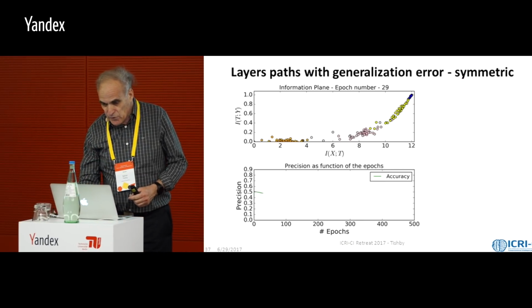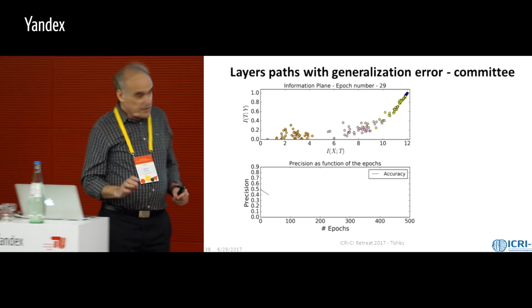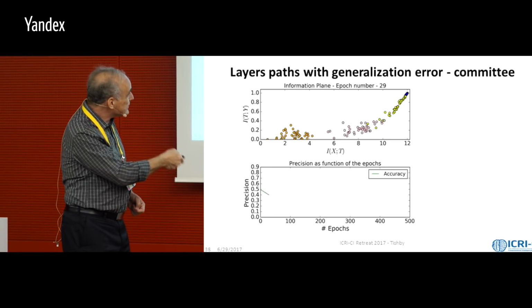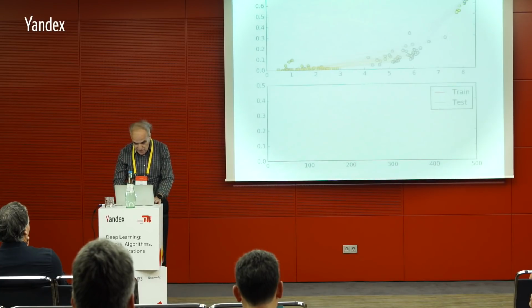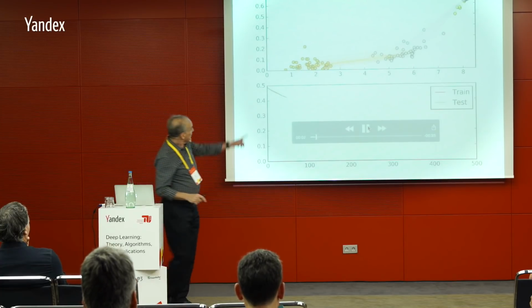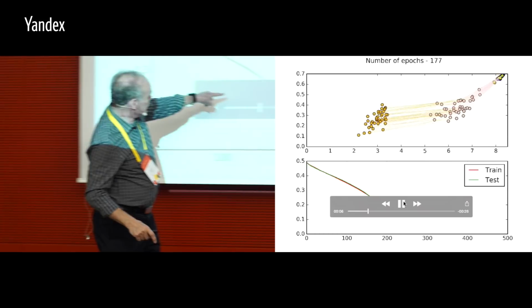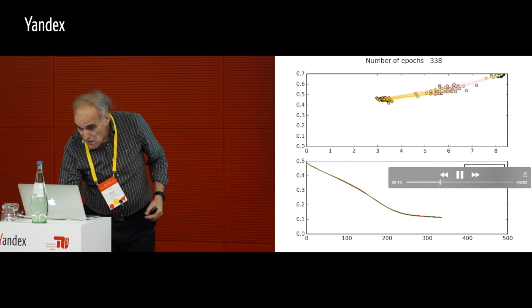So first of all, I want to show you another movie. I want to show you the same movie about the information plane, but this time with the generalization and training error. OK, so this is here. What I want you to notice is that this is the training error and the generalization error, the test error. And you see that exactly the interesting part is covered.